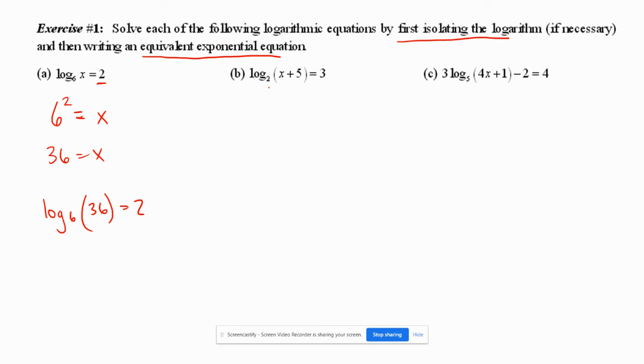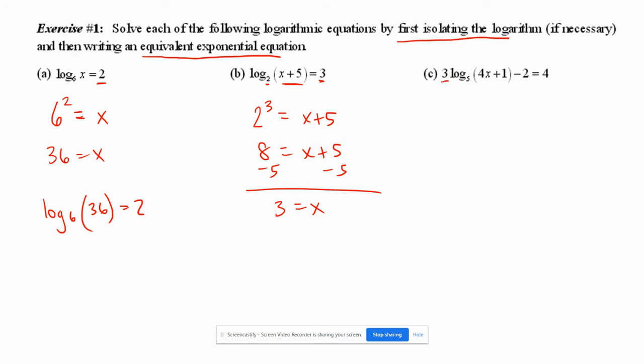Okay, next one. We have to go right to exponential form. So this 2 becomes the base, this becomes the power, and this becomes the output. Just have to memorize how that works. So 2 cubed is 8. Then we can just subtract 5 on both sides. So x is 3.